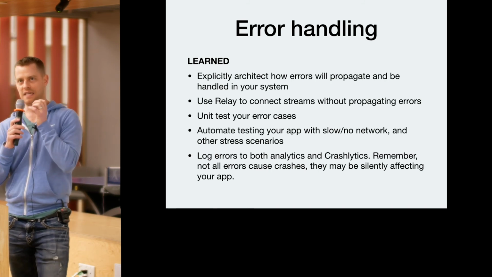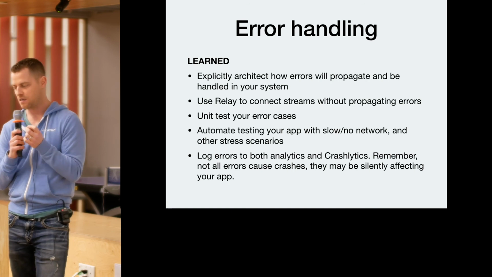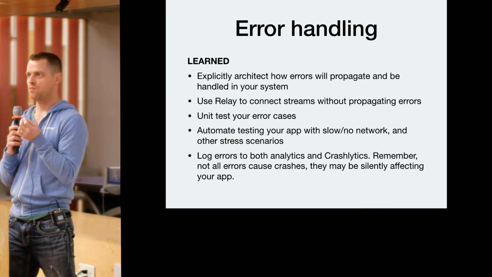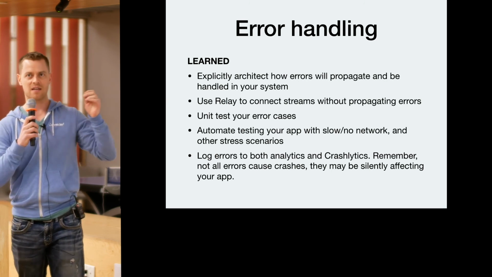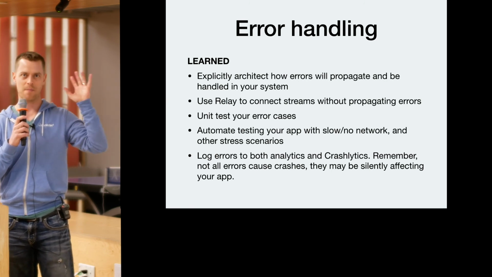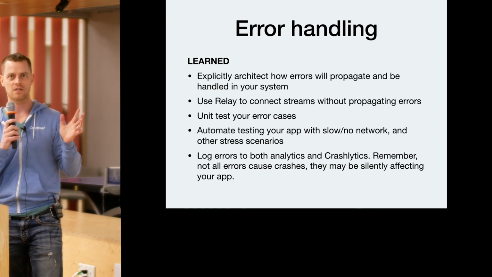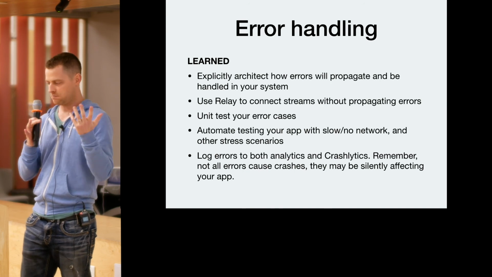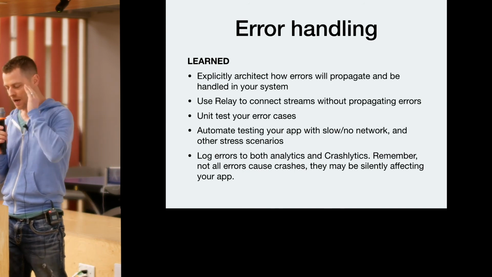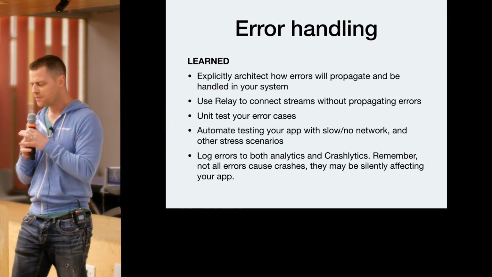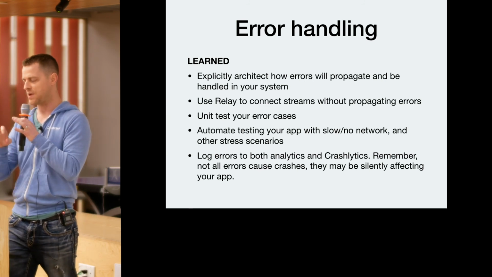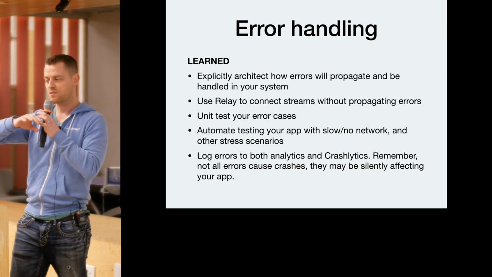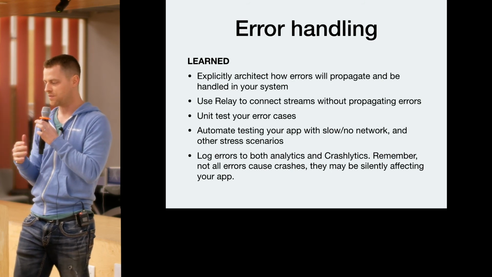We just have to explicitly plan and architect how errors will propagate and be handled in the system. We can't leave it to be handled later, thinking we'll do the happy path now and sort out errors later, because there'll be no compiler help. You'll just have tons of code that doesn't do error handling. So up front, what is the plan? There are some tools. There's this relay thing where we can connect streams to long-lived streams without propagating errors. There's a couple of things.